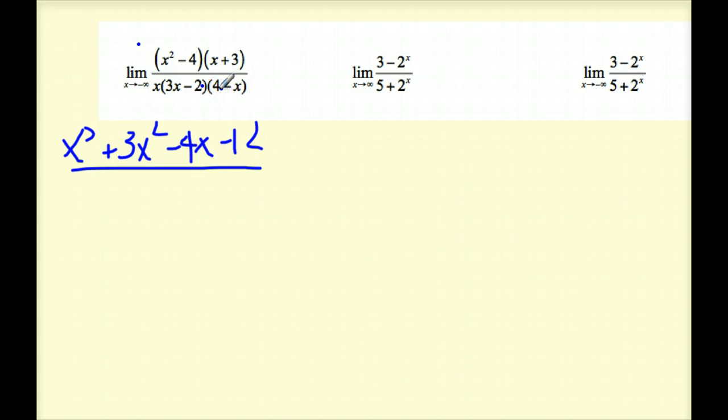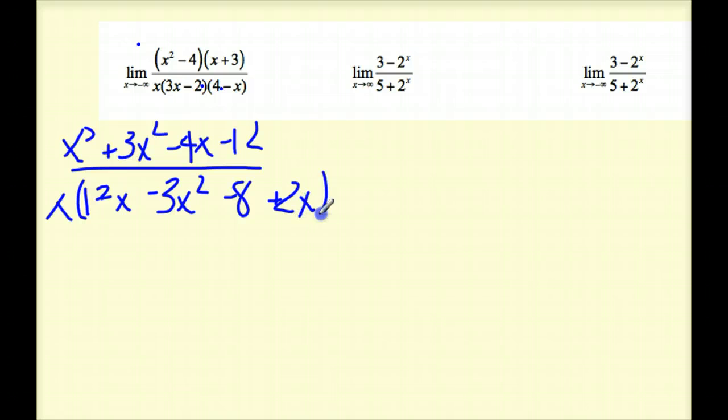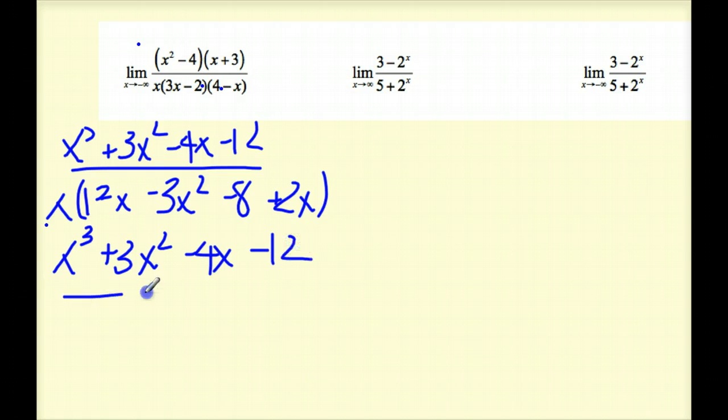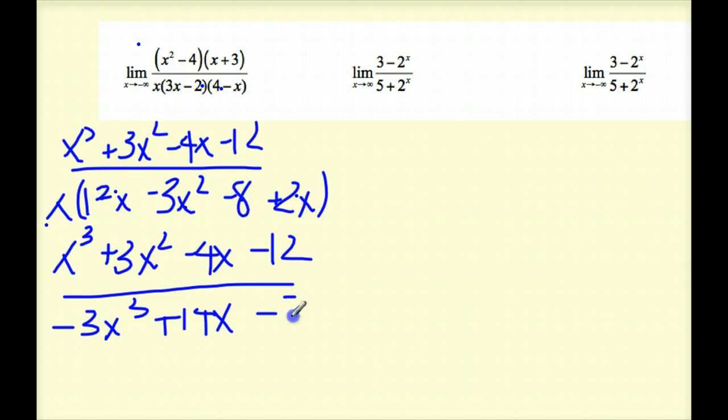and I'm going to do the parentheses first, and I get 12x minus 3x squared minus 8 plus 2x. Right? And so we're going to distribute this x right here, and on the top it's going to stay the same, x cubed plus 3x squared minus 4x minus 12. Down here, I'm going to move everything over, so that gives me a negative 3x cubed. 12 plus 2 is 14, so plus 14x squared, and there's the minus 8.